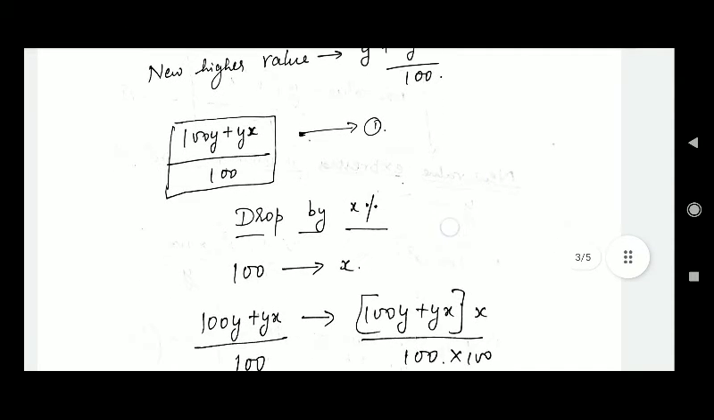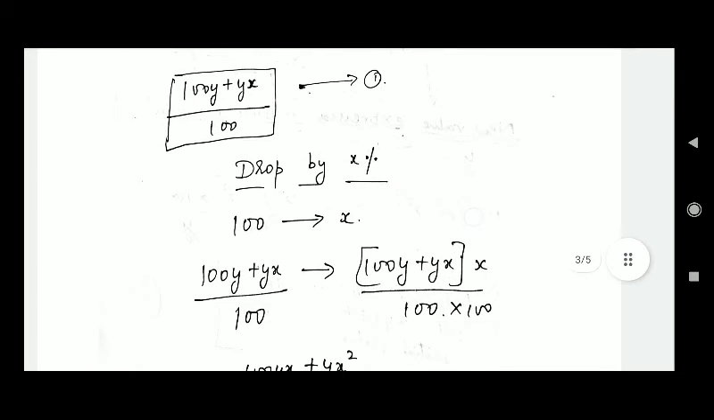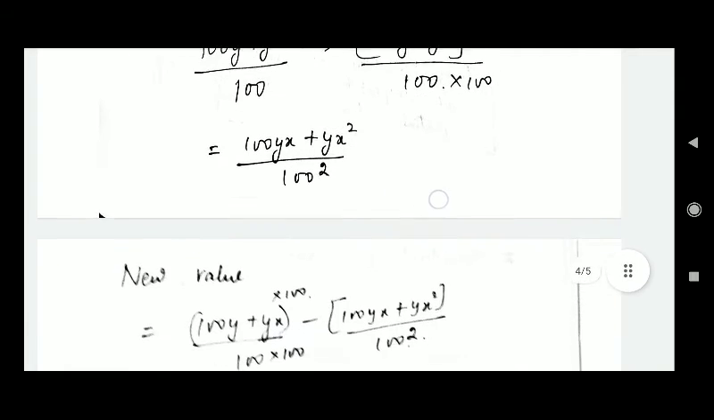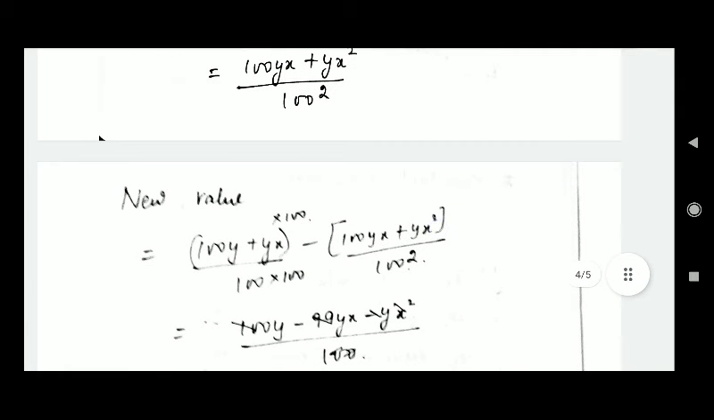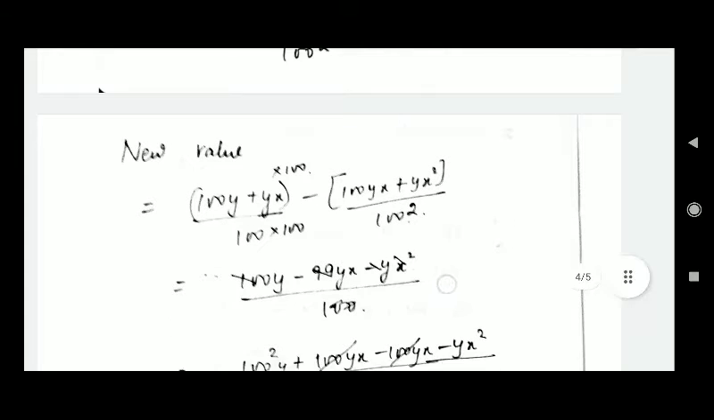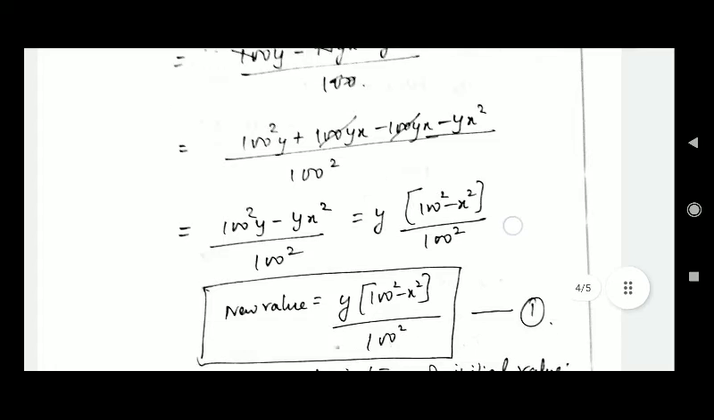Now if we drop this value by x percentage, what happens? Let us see. For 100 it is x, for y plus yx by 100 we are getting some value that is nothing but 100yx plus yx square by 100 square. This is the drop in value. So this value has to be subtracted from the new higher value that we have obtained. So we are subtracting it. After subtracting we are getting this value.